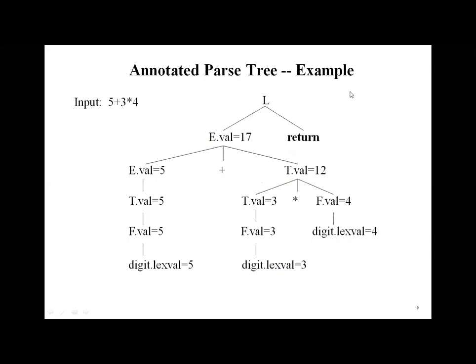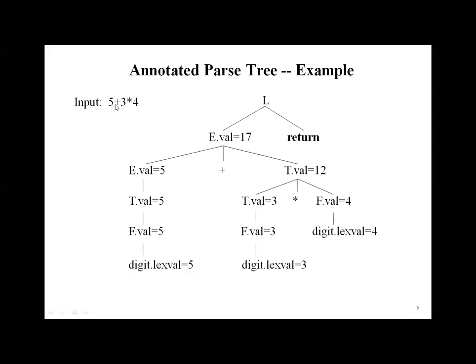Now come to the annotated parse tree. From this particular grammar, if we give some input like 5 plus 3 into 4, this is a sentence generated from the particular grammar we discussed earlier. Then how can we prepare an annotated parse tree? We can design a parse tree like this. L produces E val then return, and E produces E val plus T val, then T produces T val and F val, and in this way. Now T produces F produces digit, and F produces digit, and finally E produces T produces F produces digit.